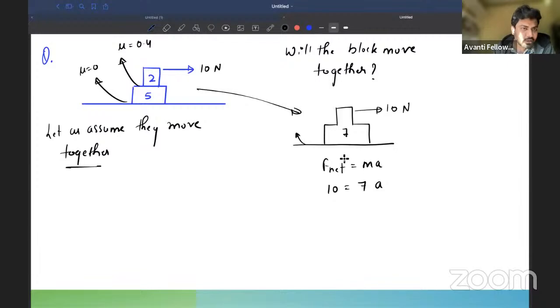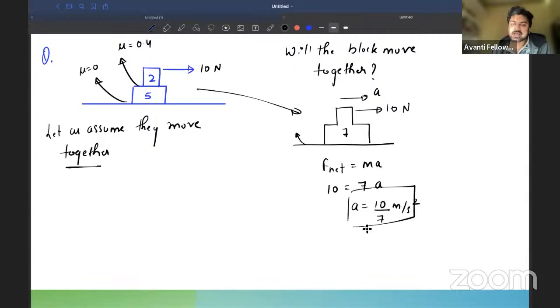Net force is 10, mass is 7, a is acceleration. Acceleration will be common because I am assuming that both are moving together, right? Acceleration is, let's say, a. So a is equal to 10 by 7 meter per second square. ये acceleration आया. This acceleration came when we have assumed that they are moving together. Let us check if particular blocks have the same accelerations or not. Check भी तो करना पड़ेगा, right?